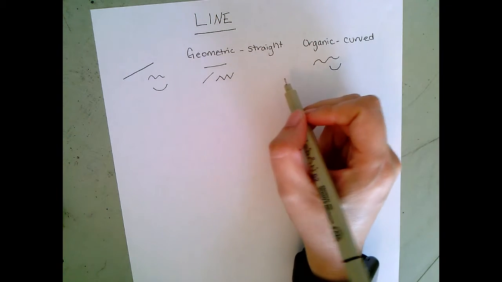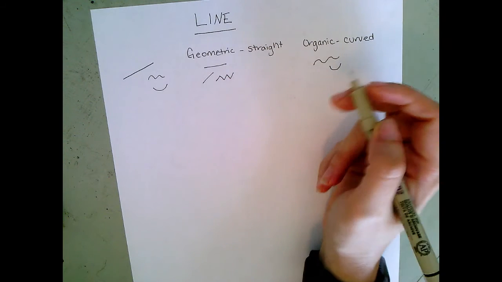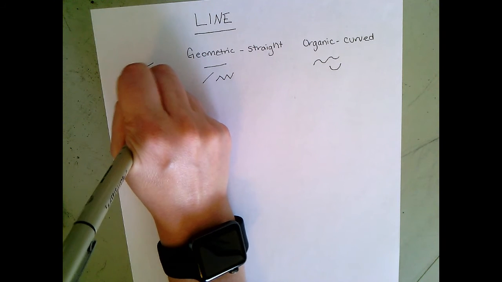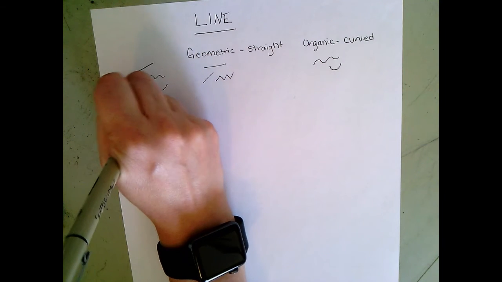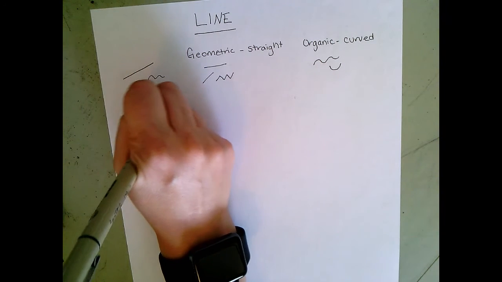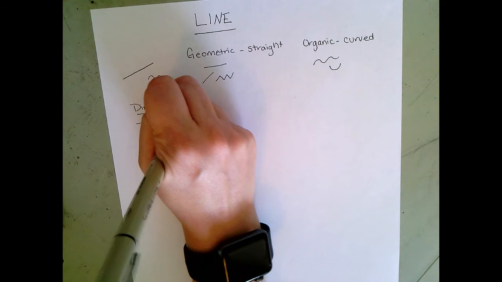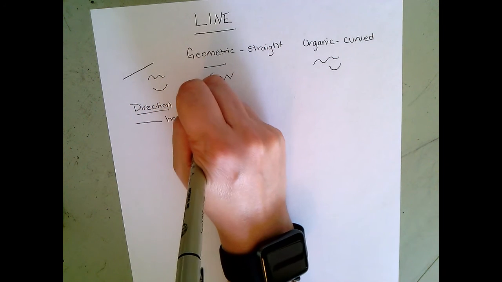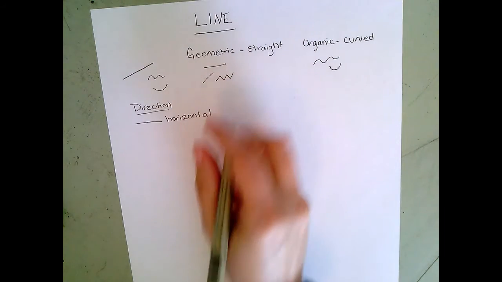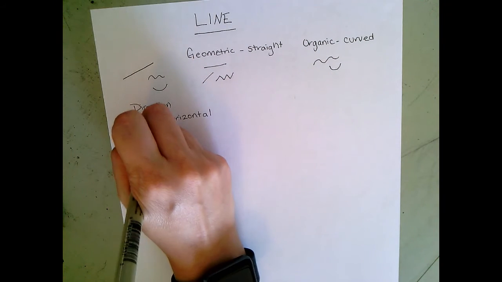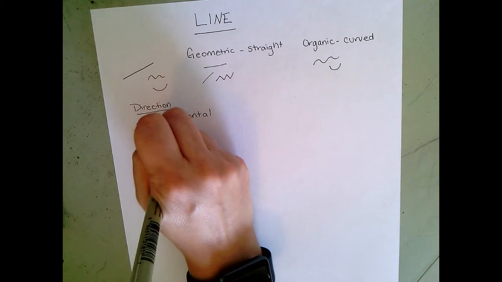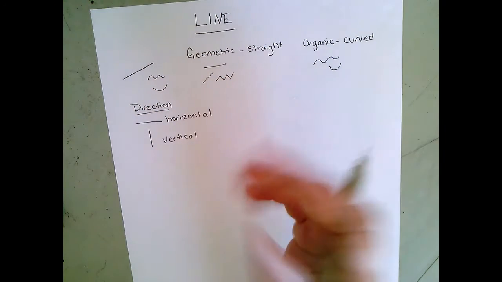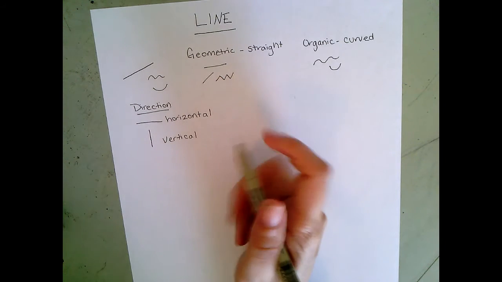All right, so how do we make different types of lines? The first way we can create different types of lines is by changing the direction of the line. So lines can be horizontal, and you can think of a horizontal line as a line that is laying down. So when you are laying down on your bed or on the couch, you're horizontal. You can have lines that are vertical. So when you're standing up, you are creating a vertical line with your body.